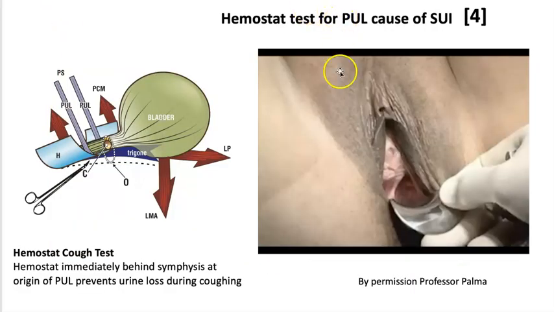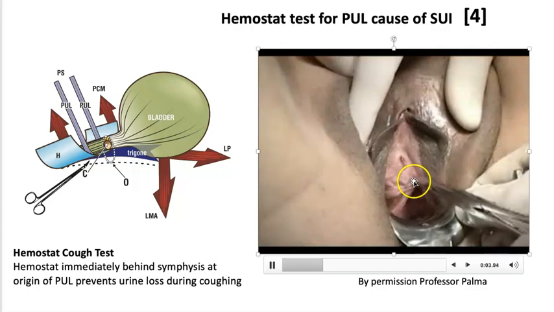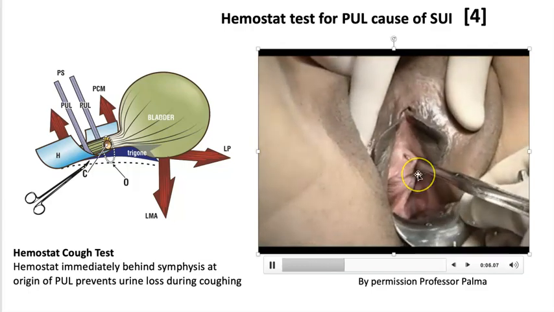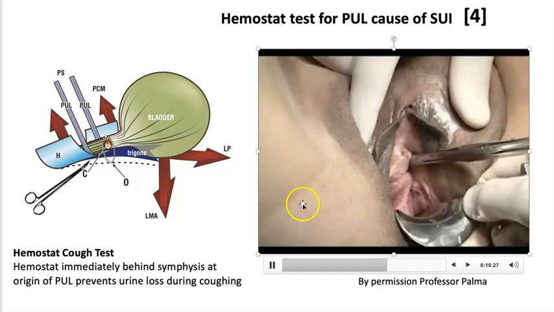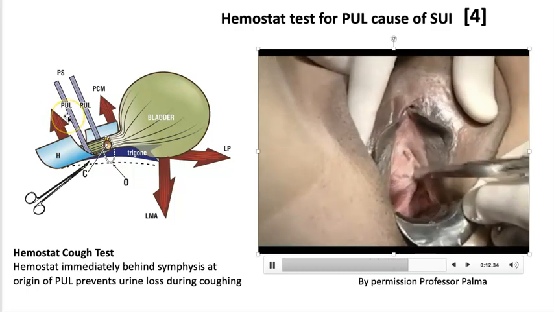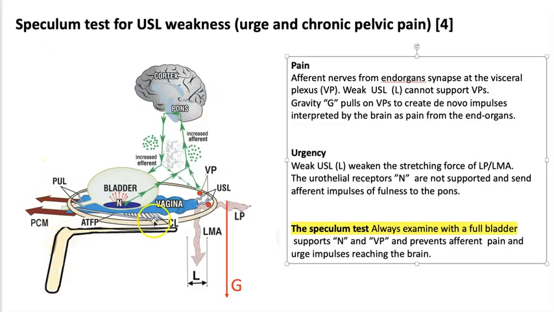Now these are what we call simulated operations. We actually test. This is number 4. We can test for the pubourethral ligament defect. I'll show you again. This is the hemostat test. So we put the hemostat immediately behind the symphysis, and it controls the coughing because it controls the descent of the pubourethral ligament. So this is the speculum test.